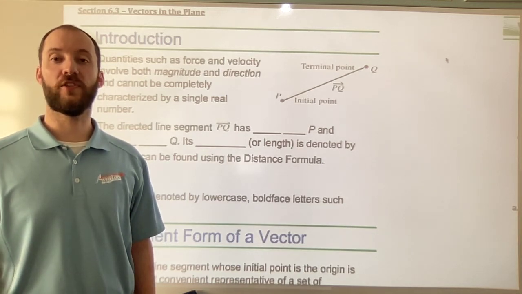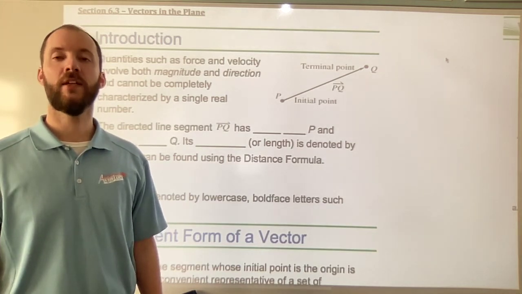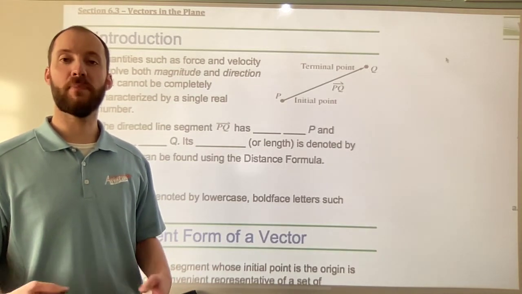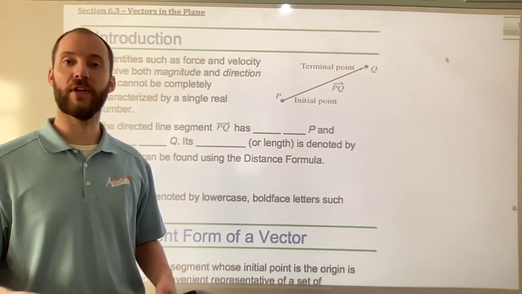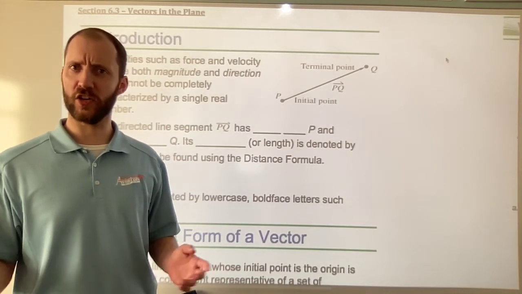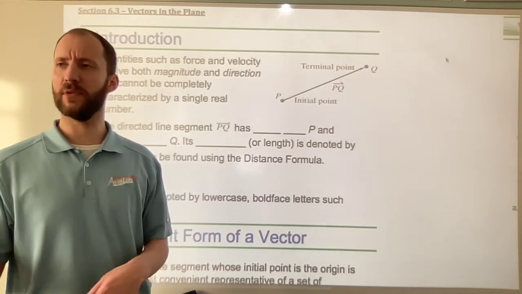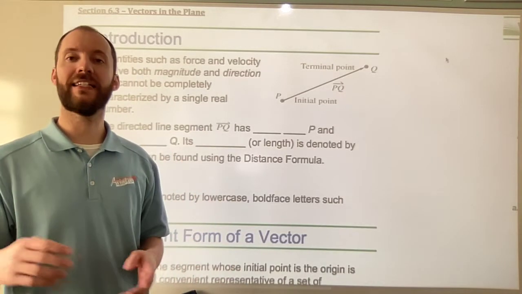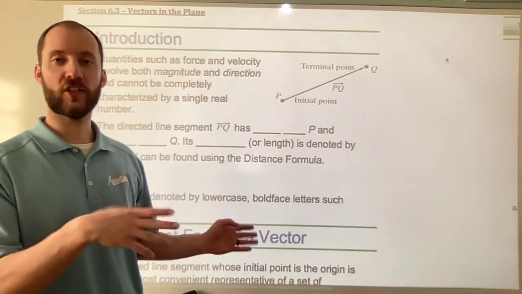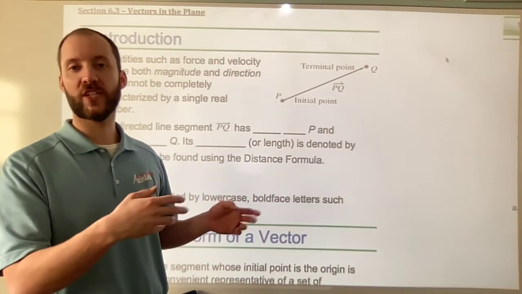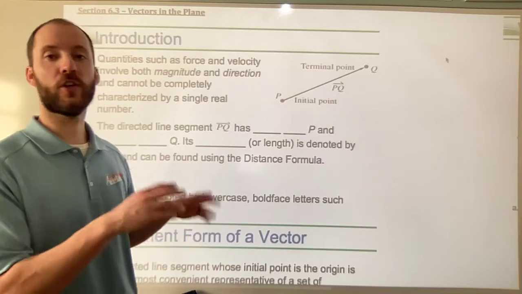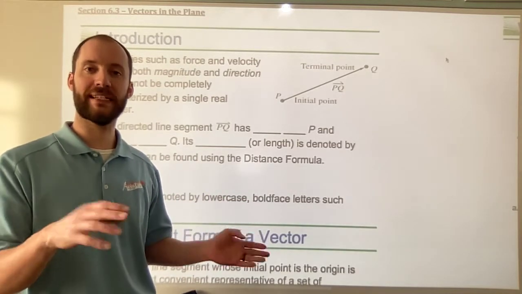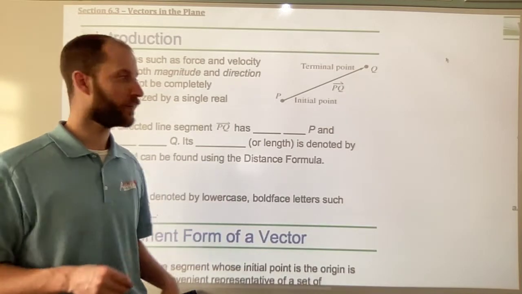Section 6.3, vectors in the plane. So we're going to look at this idea of a vector that represents the motion of an object, which is really hard to do. How do you represent motion of an object simply and consistently? So vectors is our best way to do that. And we're going to look very surface level at some characteristics of vectors.